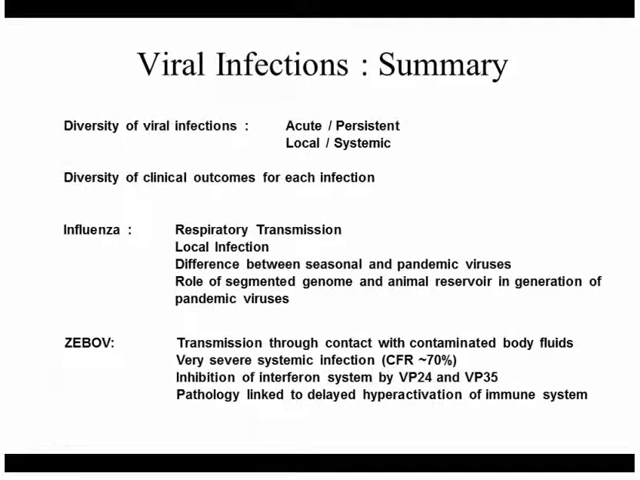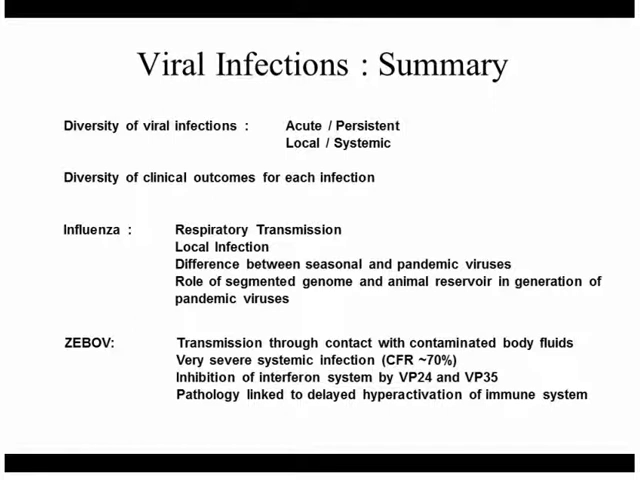Right, so that's nearly the end now. So the summary for viral infections in humans. Don't forget, viruses can be acute or persistent, local or systemic. You can have a diversity of clinical outcomes for each infection. For influenza, you may have asymptomatic cases. You may have some people who are killed. Differences between these two viruses, these are the key points.